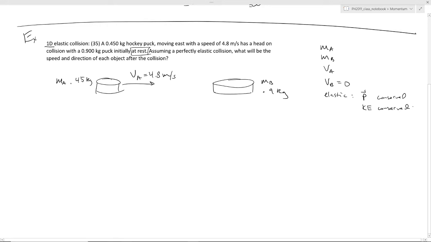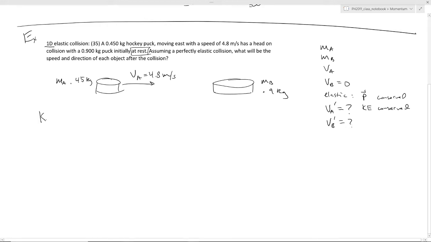And what are we looking for? Well, we want to know, in this terminology, what VA prime will be and what VB prime will be. Okay, so let's start by writing down our expressions for both momentum and energy conservation.